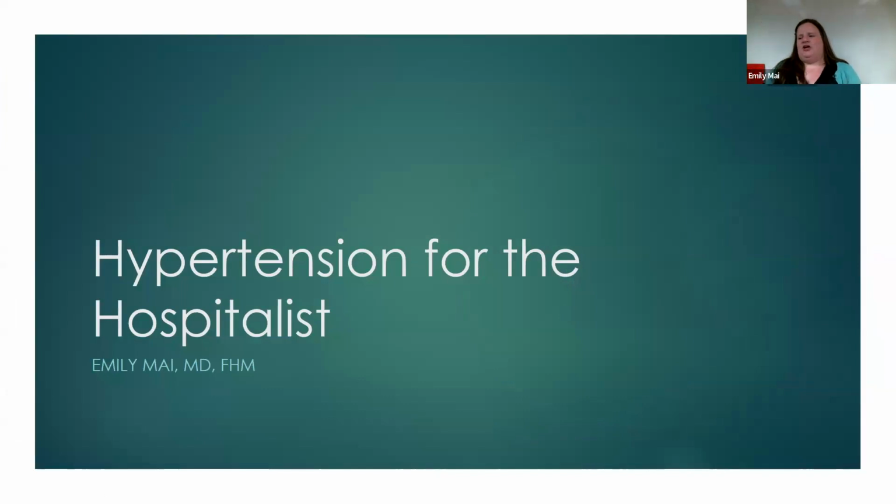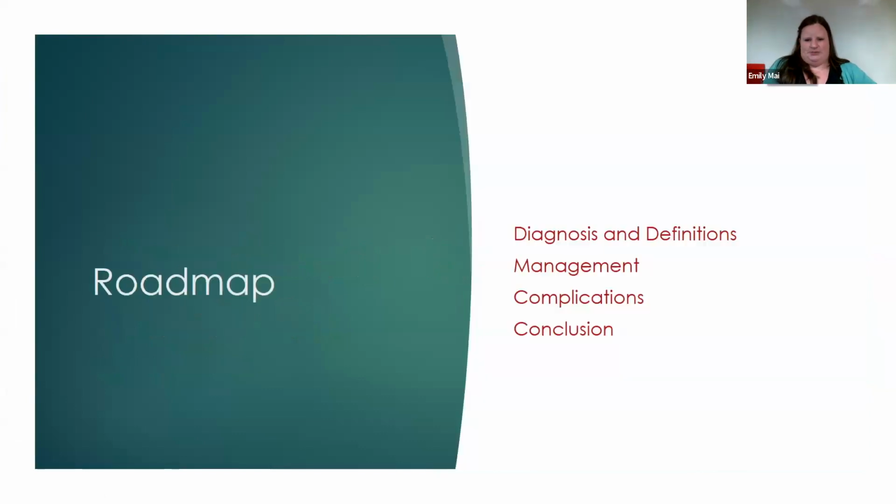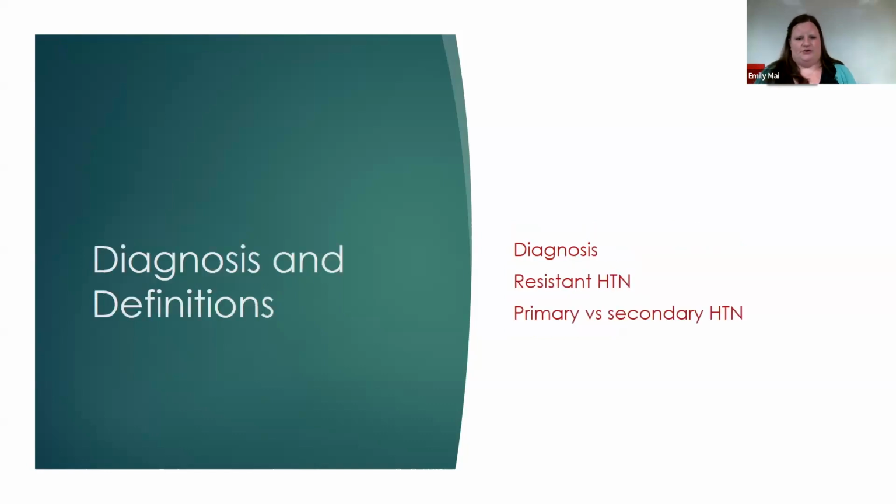All right, so we're talking about hypertension, specifically how we encounter it in the hospital. This is just a brief roadmap of what we'll be going over. Diagnosis and definitions, management, complications, and then a brief conclusion. For diagnosis and definitions, we'll talk about diagnosis, also definitions of resistant hypertension, and then primary versus secondary.